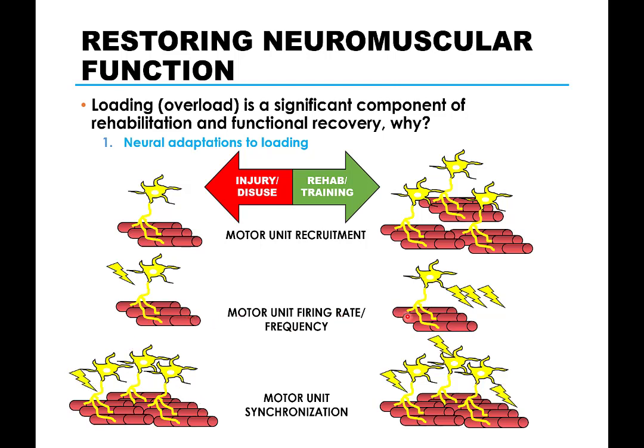Next, we have motor unit synchronization. Muscular force production and strength is also influenced by the ability for the recruited motor units to be activated synchronously, so that the muscle fibers all contract in a more synchronous fashion. With greater synchronization of motor unit activation, there is greater accumulation of force across the recruited motor units.